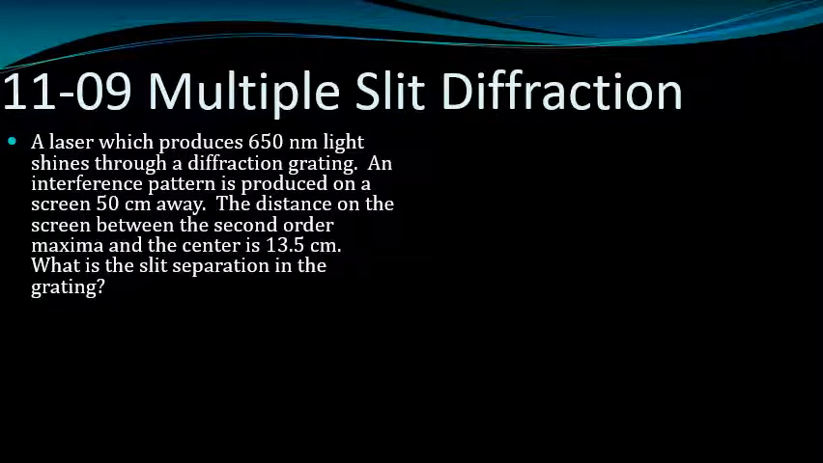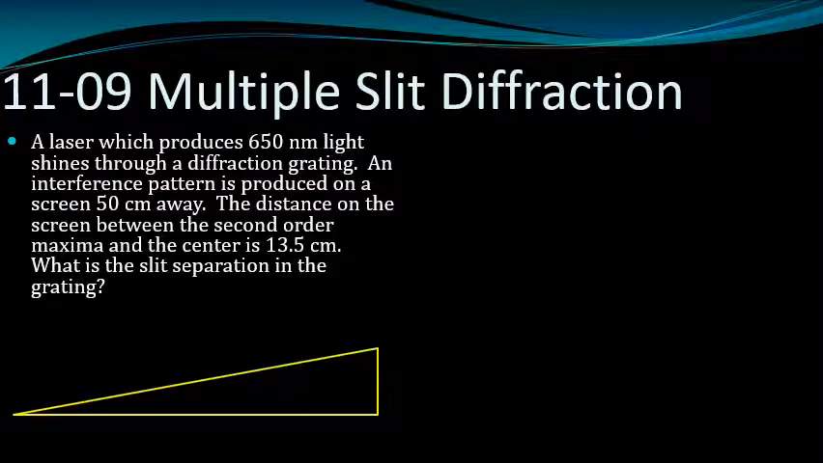A laser which produces 650 nanometer light shines through a diffraction grating. An interference pattern is produced on a screen 50 centimeters away. The distance on the screen between the second order maxima and the center is 13.5 centimeters. What is the slit separation of the grating?